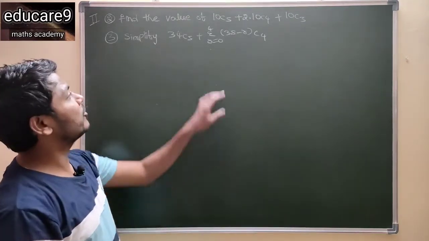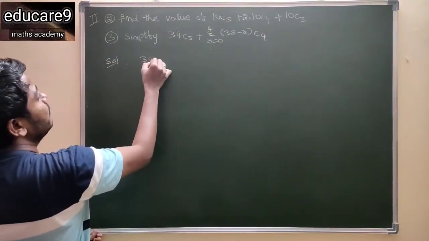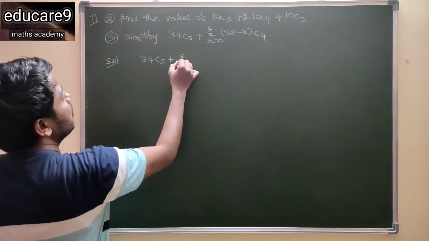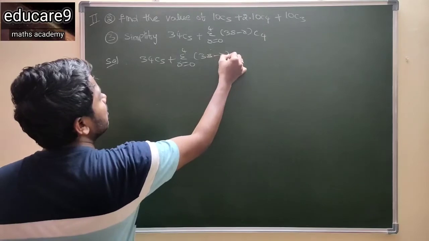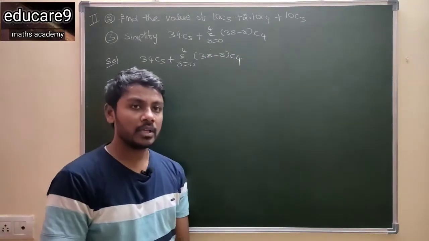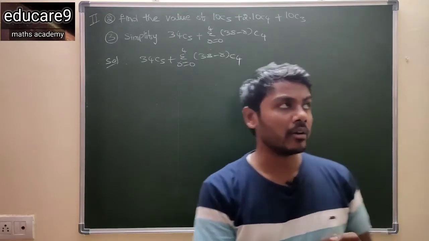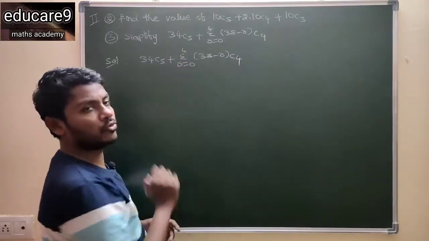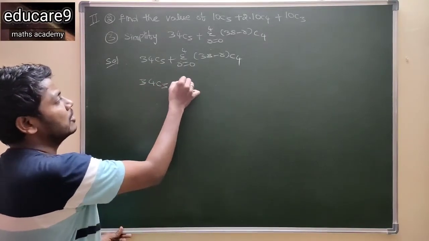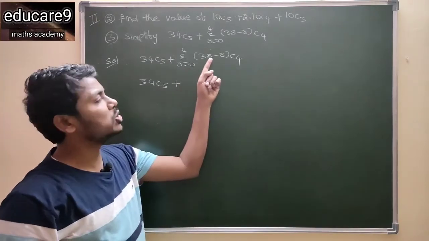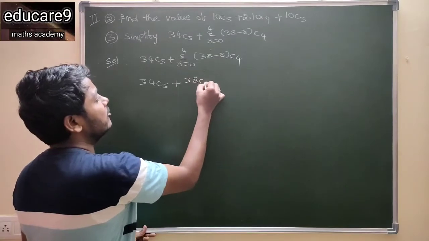And see the third one, simplify this. See the solution. 34C5 plus sigma r equals 0 to 4, (38 minus r)C4. Okay, see here sigma is given. Sigma is the sum of the terms. Here r values are running from 0 to 4. See here, this is 34C5 plus. So first we have to put r equals 0. 38 minus 0, 38C4.